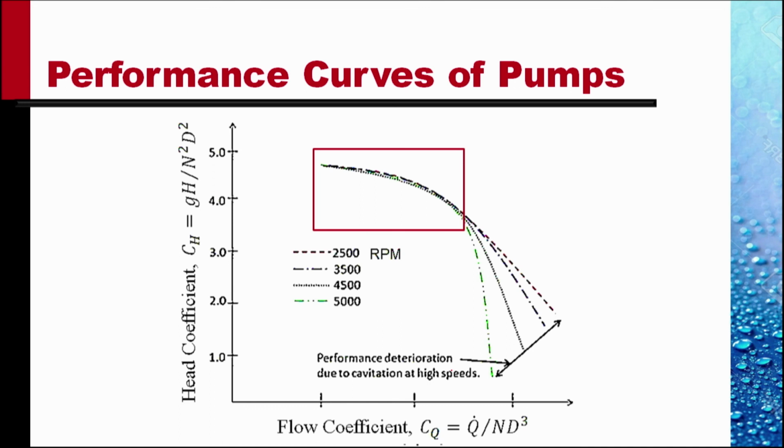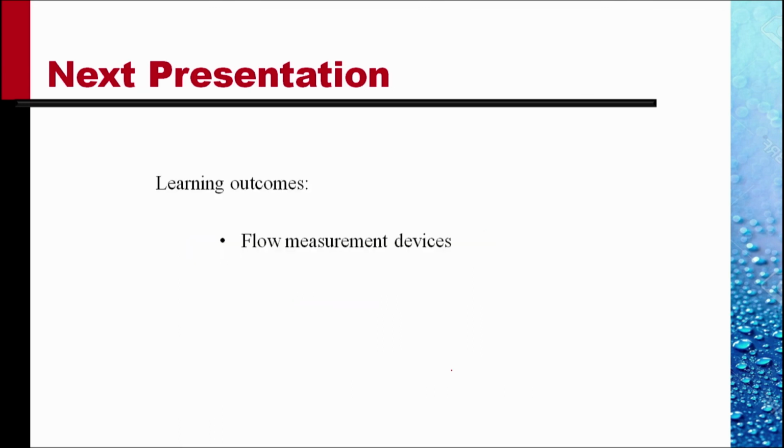These curves separate out only because a new phenomenon is introduced. As long as cavitation was not taking place, the only relevant independent parameter was the flow coefficient, Q dot divided by n d cubed. And so the head coefficient was a simple function of this, a single line for all RPMs, independent of the RPM. Thank you.